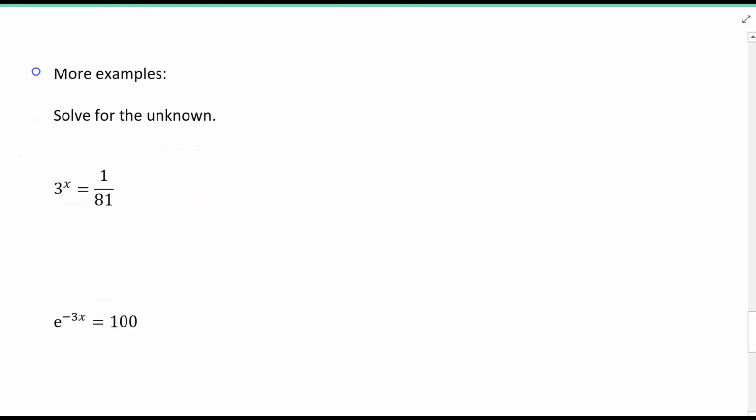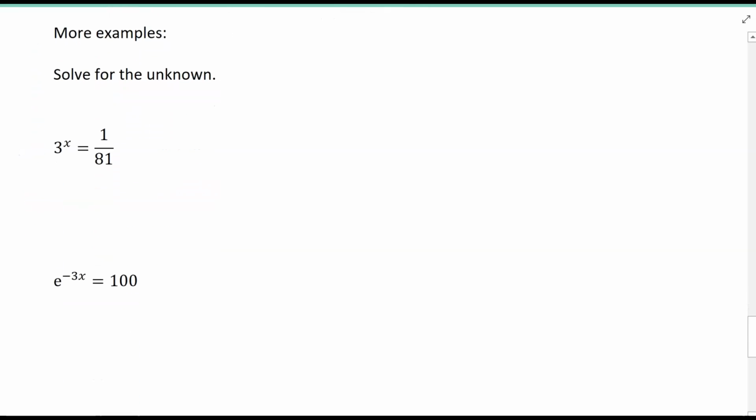Here are some more examples that we can go through. I'll show these two on the screen. If you want to pause the video and give these a try, and then I'm going to take these two up. Then I'll show the other ones, and you can try them again as well.